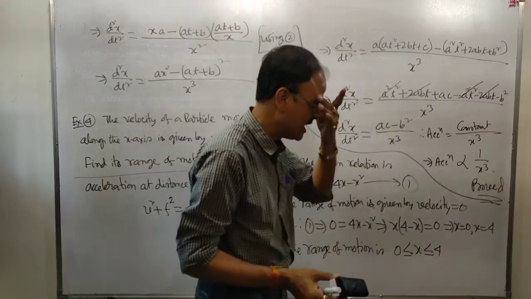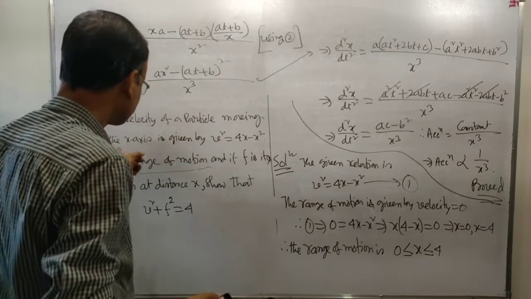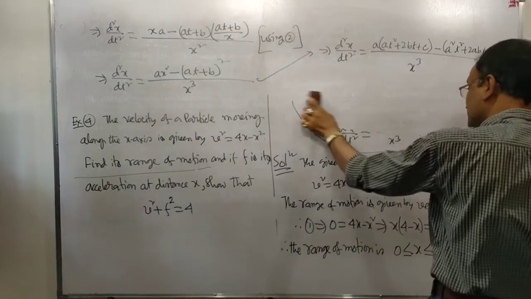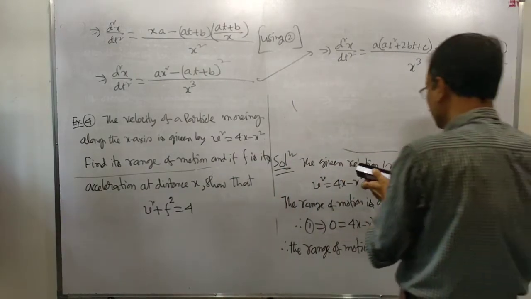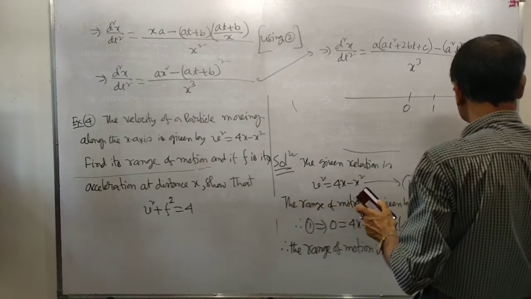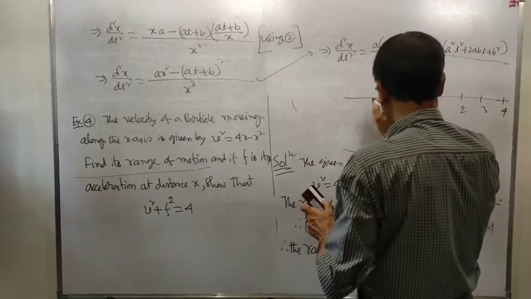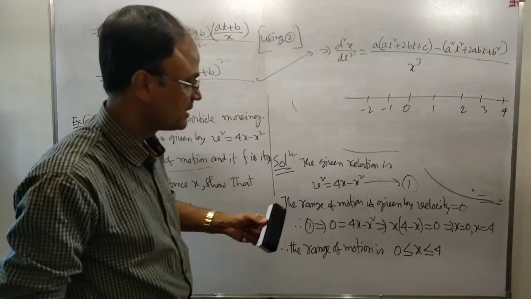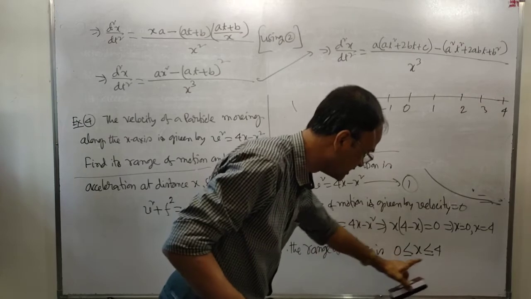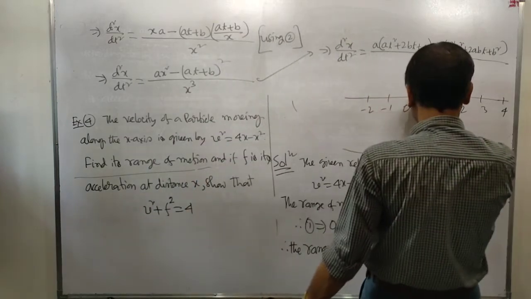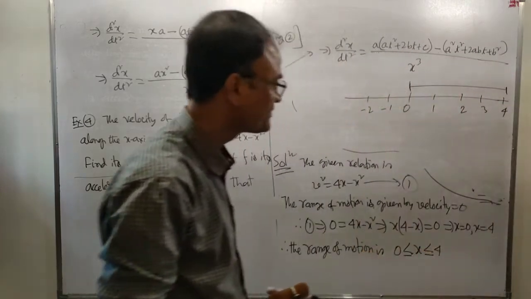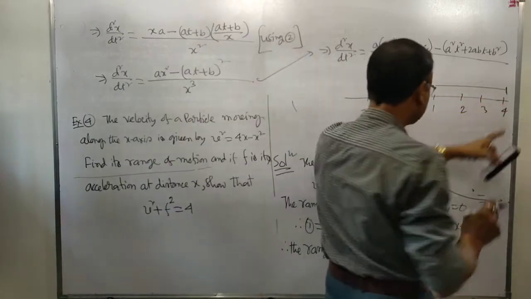What does it mean when the particle is moving in the x-axis? This is 0, 1, 2, 3, suppose this is 4, minus 1, minus 2, like this. In the x-axis, the particle is moving. x lies between 0 and 4. From this position to this position, the particle is moving.